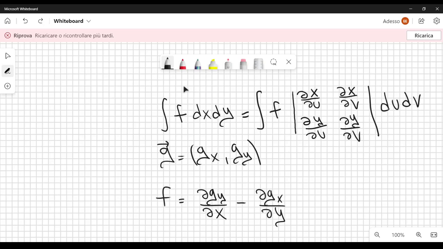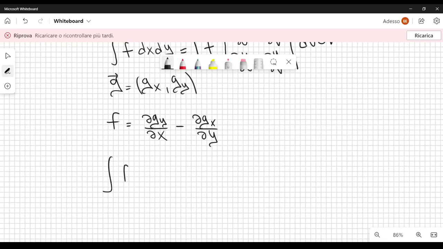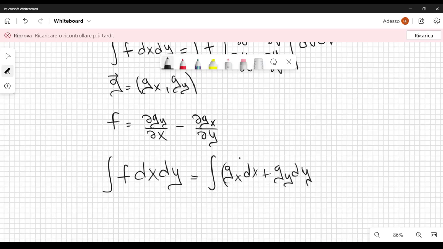Now, if I rewrite f in this manner, I can rewrite the integral of f dx dy like this. This will be the integral of gx dx plus gy dy. So this will become a line integral over the boundary of the area, because for the integral over some closed line of g dot dx, we know from the Stokes theorem that this is equal to the integral over some surface, and the boundary of that surface is given by the line.